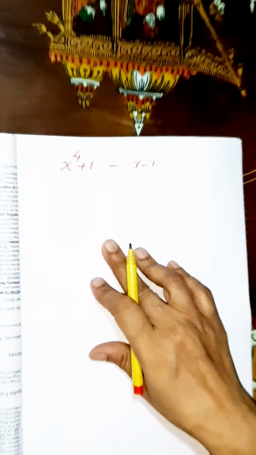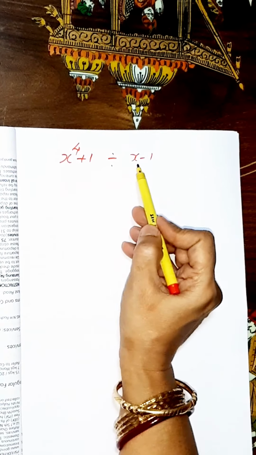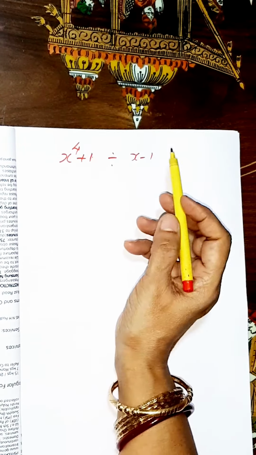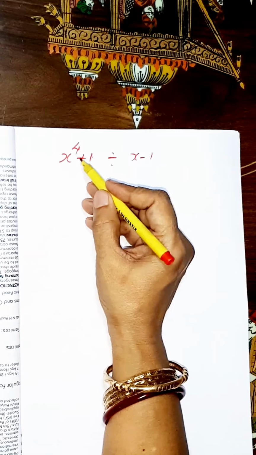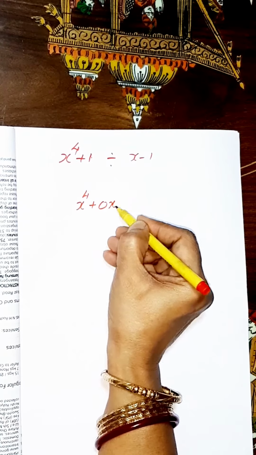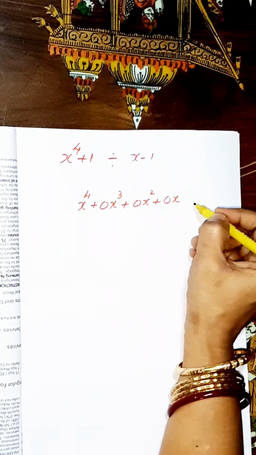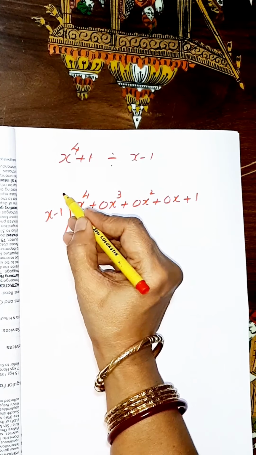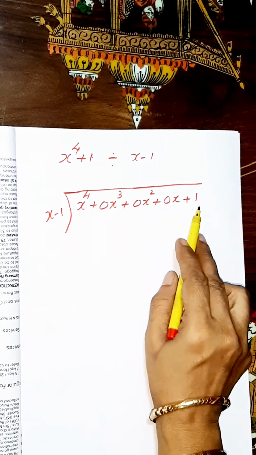Now we will do one more problem of division. We have to divide the polynomial x to the power of 4 plus 1 by x minus 1. Here you have only x to the power of 4 and then a constant. You don't have the x cube, x squared and x terms. So if any of the terms are missing, we will write 0x cube plus 0x squared plus 0x and then plus 1. Then you will find it easy to do the division. Otherwise it will be slightly difficult for beginners. So please write down the remaining terms like this and then continue.